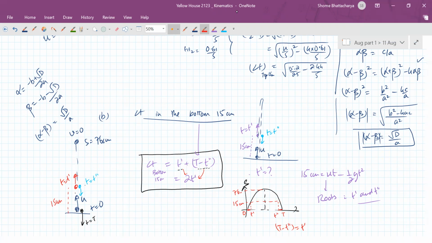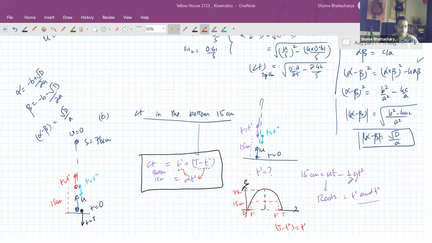Sir, have you given us the notes for motion under gravity and vertical motion? I've not sent the notes. Okay, I'll send it to you. I think that's not been taught.